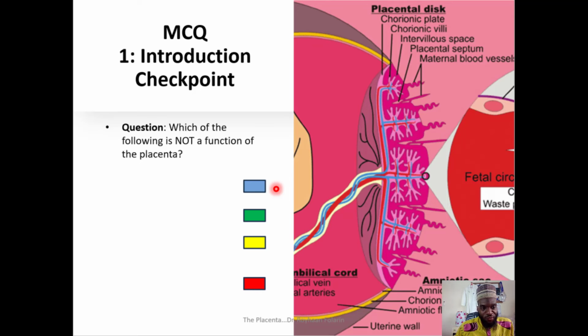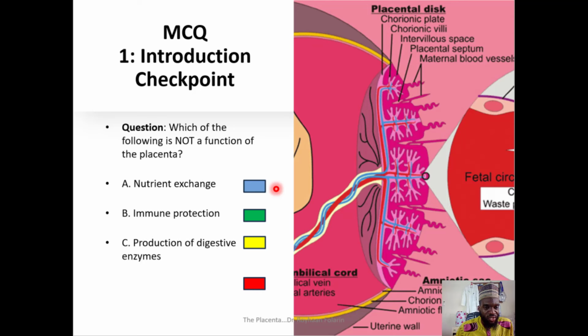So here is the question so far. Which of the following is not a function of the placenta? And the options are nutrient exchange, immune protection, production of digestive enzymes, or hormonal secretion. Are you thinking? So, which of these is the correct answer? I congratulate you if you flashed your yellow card, because the placenta does not produce digestive enzymes. Its primary role is nutrient exchange, immune protection, and hormone secretion.